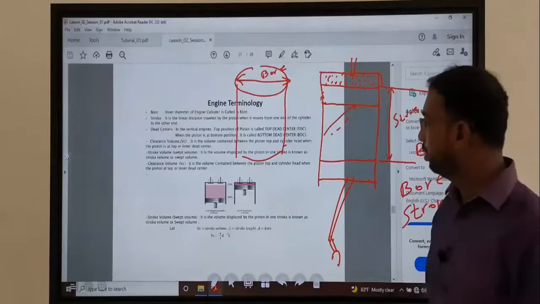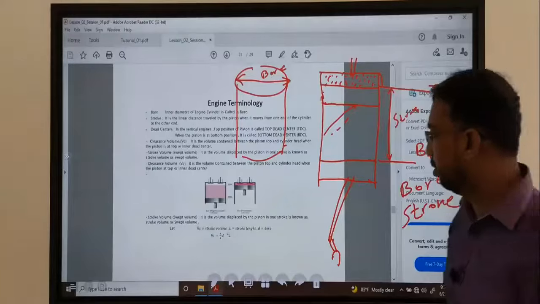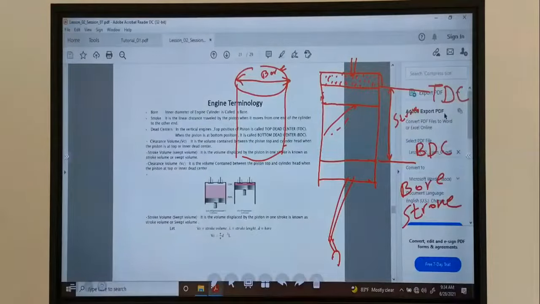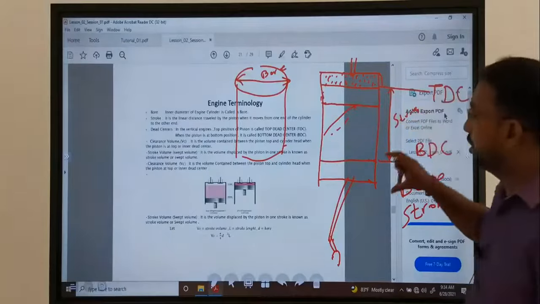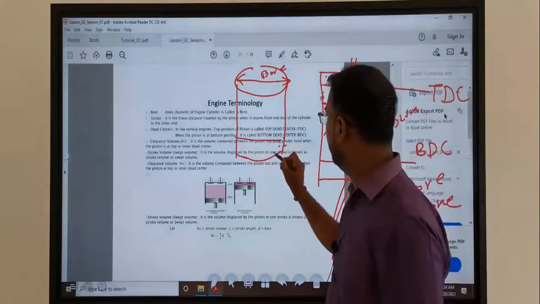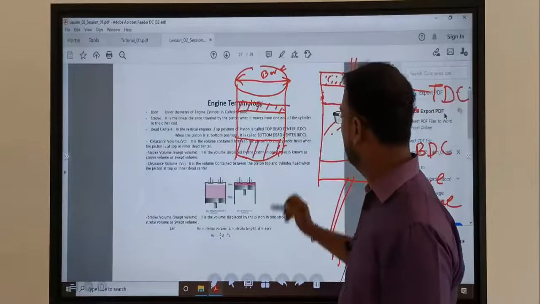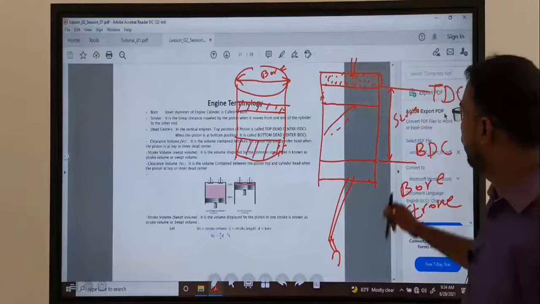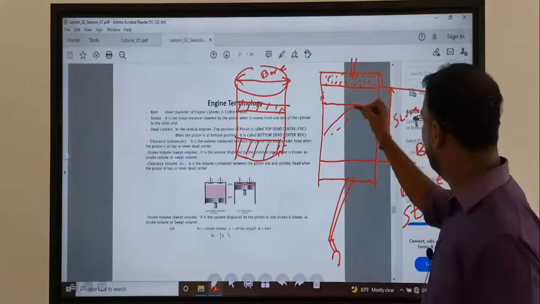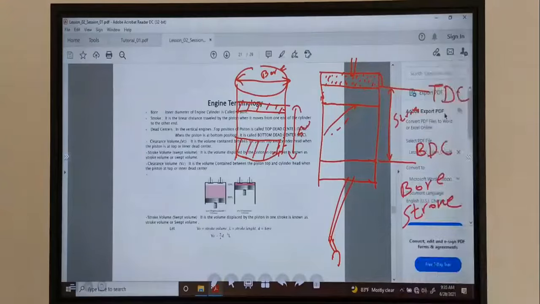Stroke, bore. So what is compression ratio? Before that, how do we find the stroke volume? The stroke volume, or swept volume, is related to the stroke length. For example, the piston is first here, then it goes like this. So this volume, over the stroke length, is a cylindrical volume.